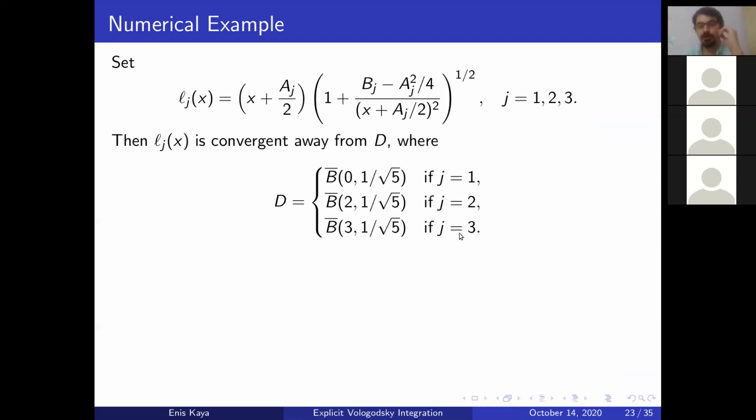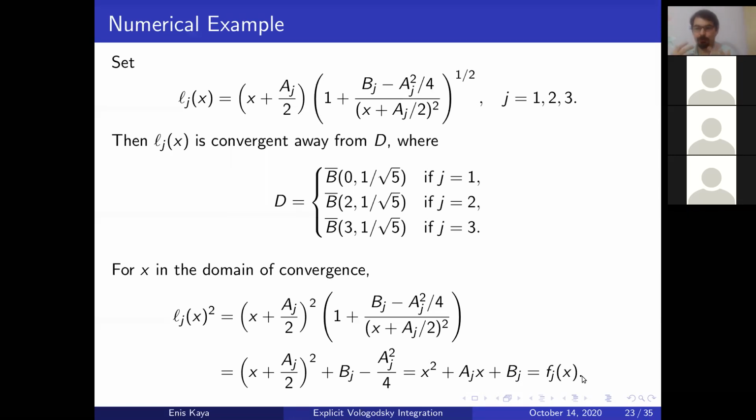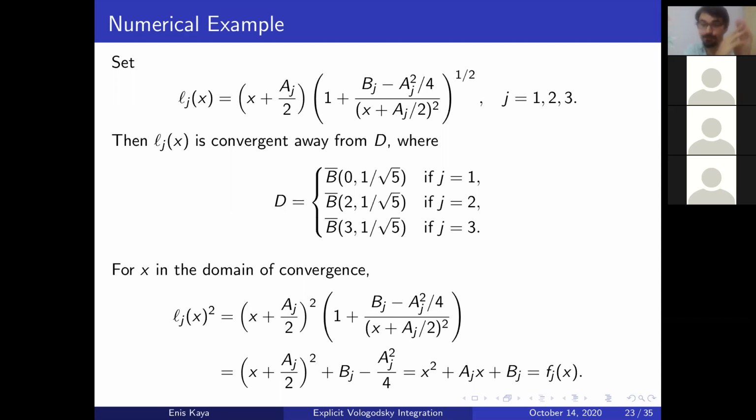So for example, U is defined as P1 minus these 3 disks. So all of these are convergent on U, for example. I mean, we will be working with this series, so we have to be sure that we have convergence. And an easy computation shows that for x in the domain of convergence, the square of this expression is nothing but fj of x. So all I am doing here is constructing a reasonable root of our polynomial. And our spaces are so nice in the sense that the corresponding series will converge.